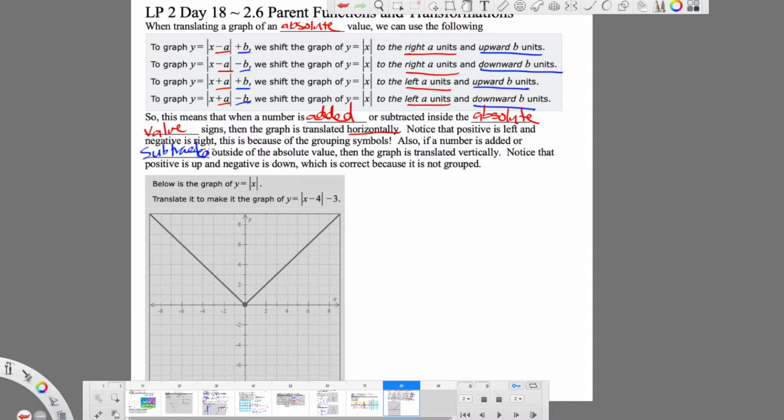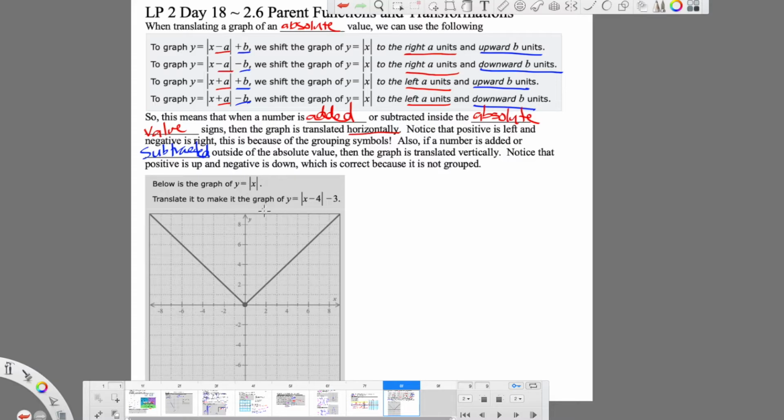Also, if a number is added or subtracted outside of the absolute value, like this b, then the graph is translated vertically, meaning up or down. So we do notice in this one that positive is up and negative is down, which is correct because it's not grouped in anything. So the operation, positive or negative, does respond the way we intuitively think it should.